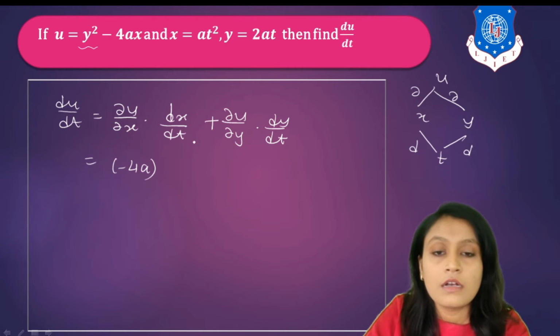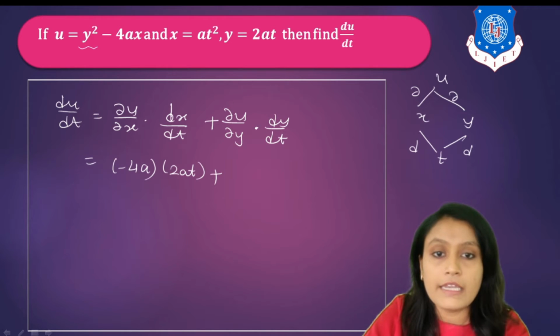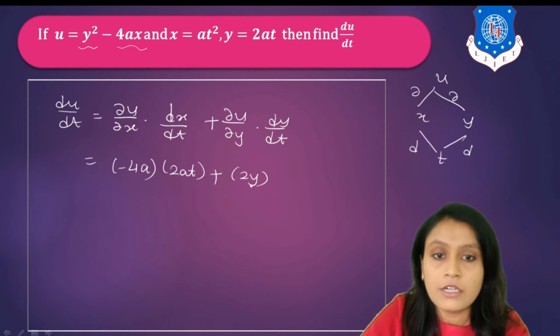Okay, now find the derivative of x with respect to t. So what will you get from here? 2at. Plus, now del u by del y means the derivative of u partially with respect to y, and we have to keep x as a constant. So this term is constant, so its derivative is 0, and the derivative of y square is 2y. So here you will write 2y.